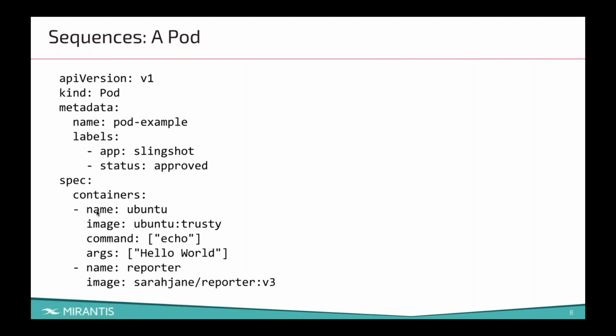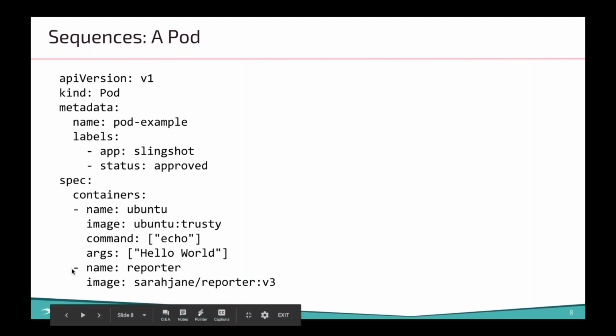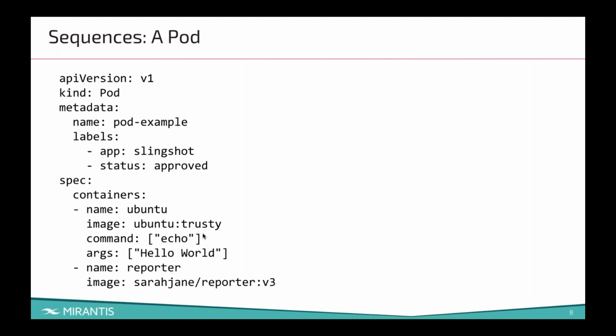So the first one has the name, the image, the command, and the arguments. The second one, we get to this dash, we know we're in a new object now. We have just the name and image. All right, now, but what about this weird thing here with these brackets?